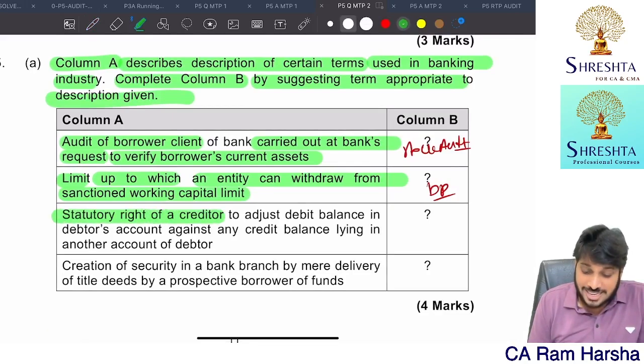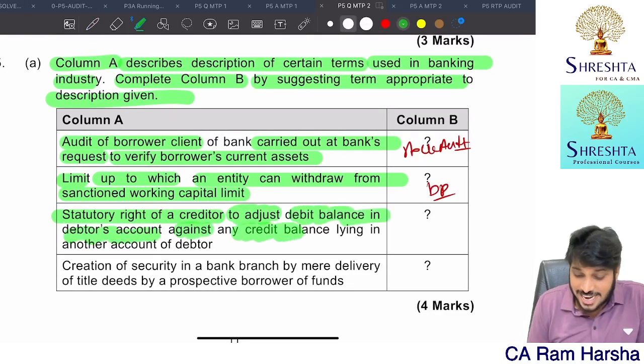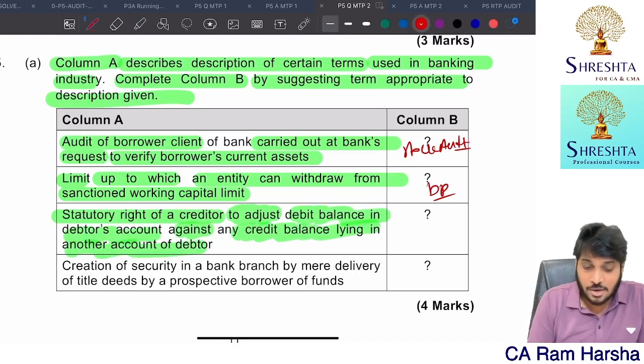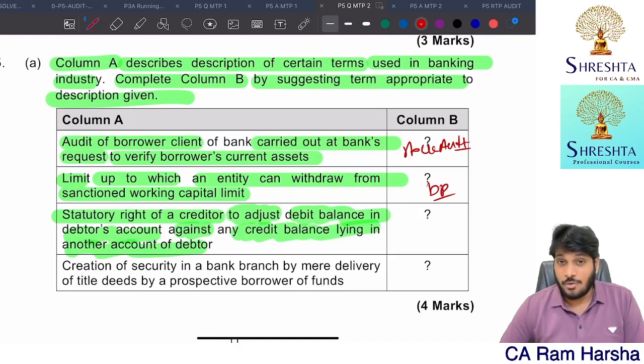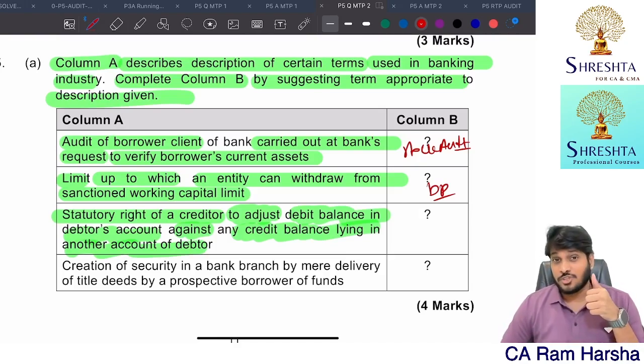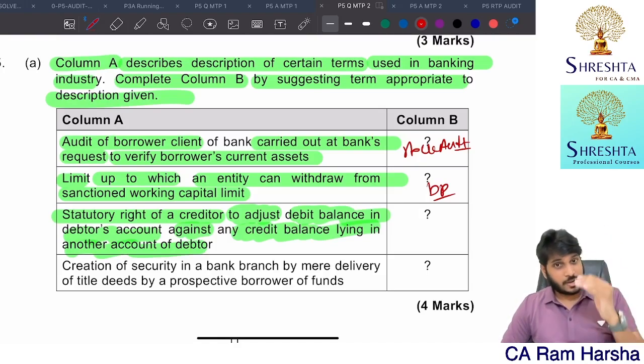Statutory right of a creditor to adjust the debit balance in a debtor's account against any credit balance lying in another account of the same holder. What are the modes of recovery of how a bank can, set off is one of the methods. What are the modes of creation of security? You remember, one mode of security is what? A mortgage, pledge. You remember this? Set off, in that we have seen set off. Modes of recovery, getting in modes of security. In that the last point is set off.